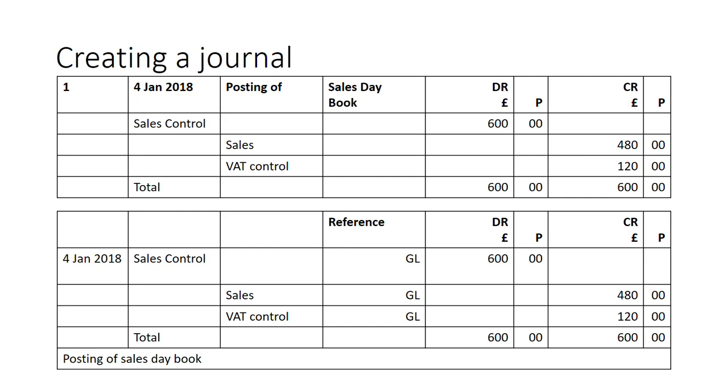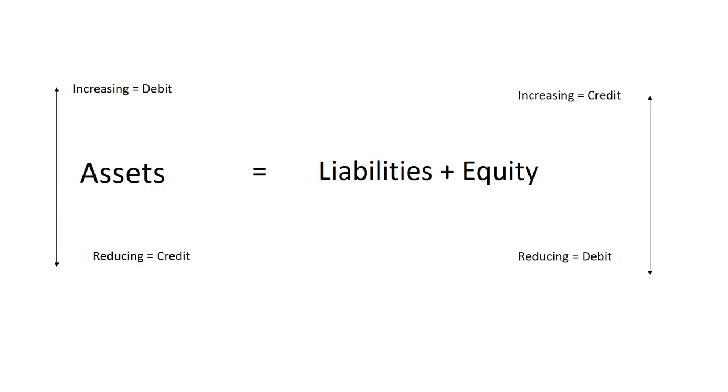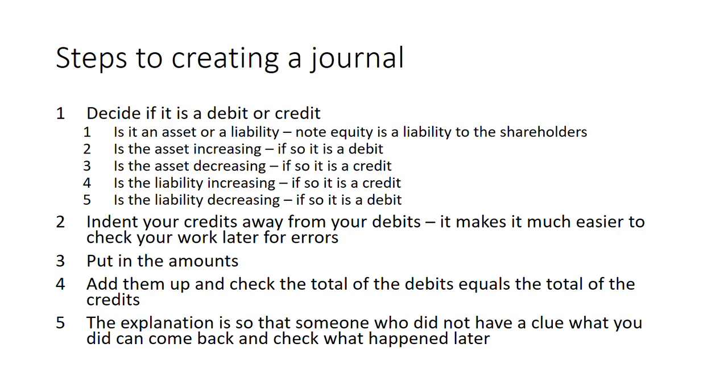So that's when we used to do this manually and write them out. You would indent your credits and slide them over to the right. Then at the bottom of your journal, you put the explanation, and the reason why is because, remember, this is in a special book of journals, and you want to be able to explain what you were doing so that somebody else coming back can check.